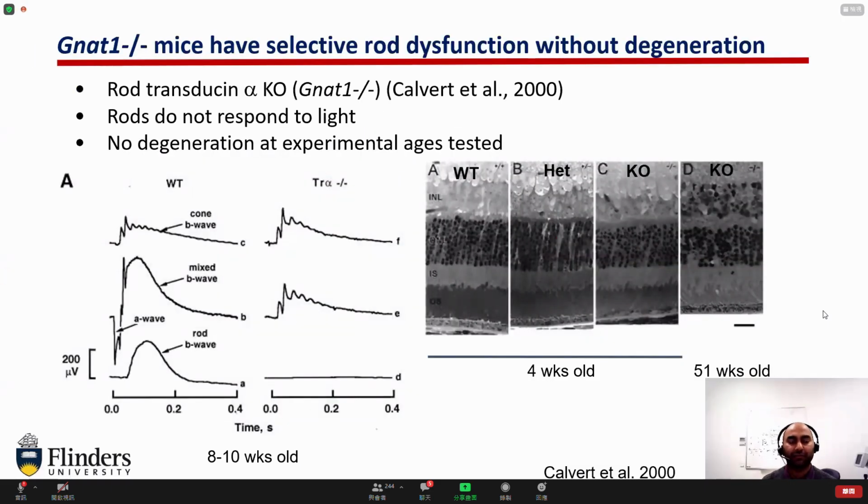So the first mouse model is the GNAT1, and the mice have a selective rod mutation because of the mutation in the rod transducin alpha, the protein that is important for rod phototransduction. We can see in this picture that the mice have normal cone function, subnormal mixed rod and cone function, but completely absent rod function, suggesting that the mice have significant functional deficits in the rod pathway, without any visible photoreceptor degeneration, at least at the young ages when the mice are measured in this study.